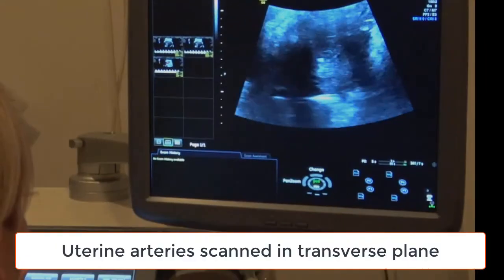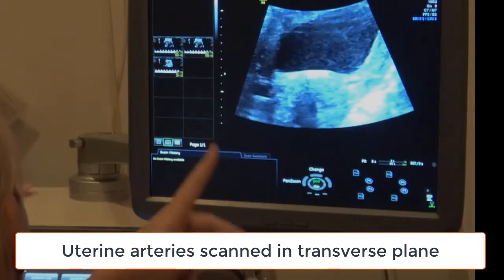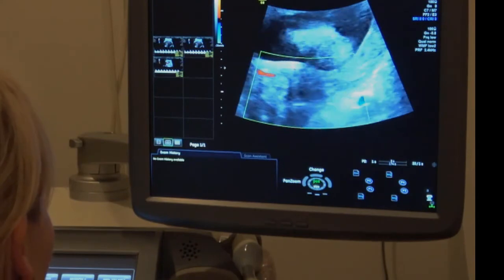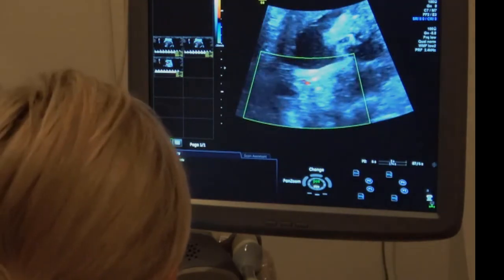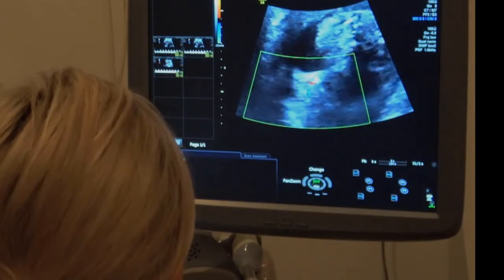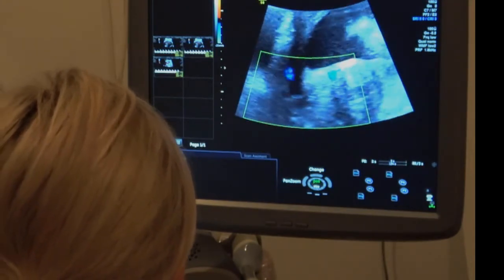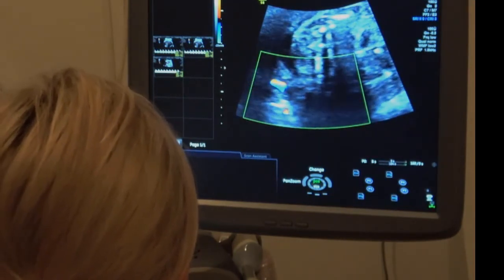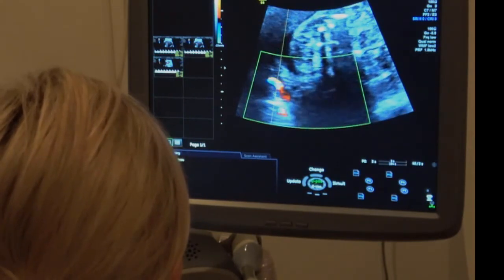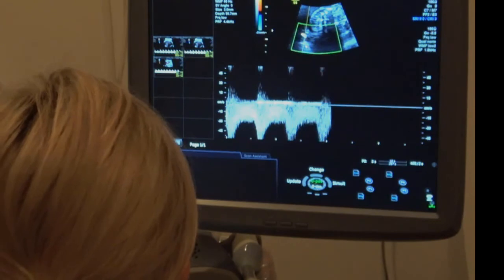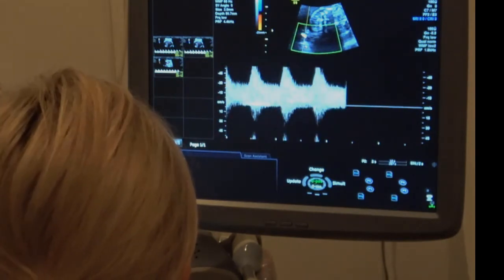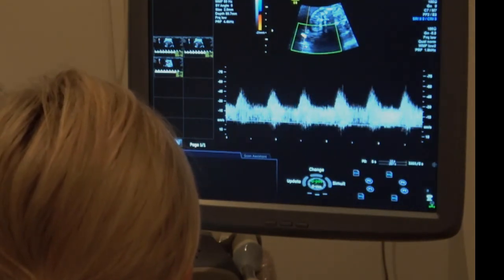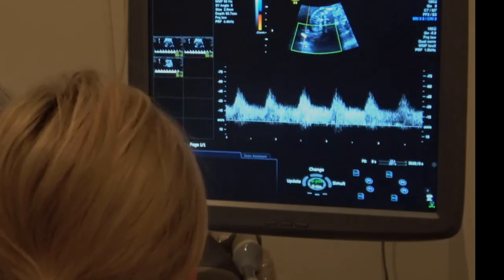You can go transverse and you'll see them pop up either side, which is not what they say to do, but you can pick them up. And if you're not picking them up, drop your PRF and just see how lucky you go. You can tell you got it because the aliasing is really pretty. Generally, the velocity of the uterine artery is 60 centimetres per second and above.